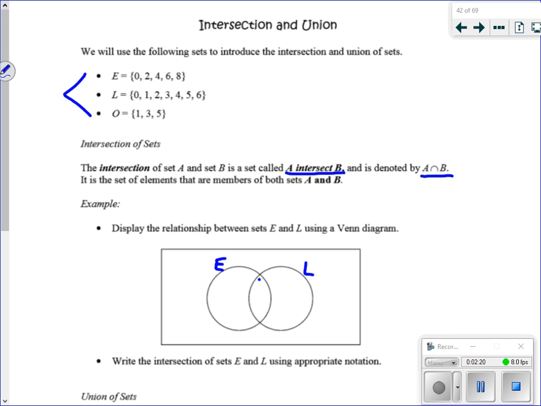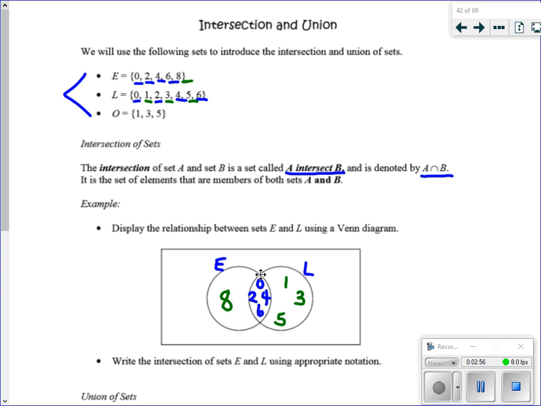So 0 would be, 2 would be, 4 would be, and 6 would be. Okay, that leaves us with just 8 in set E only, and that leaves us with 1, 3, and 5 in set L only. Okay.